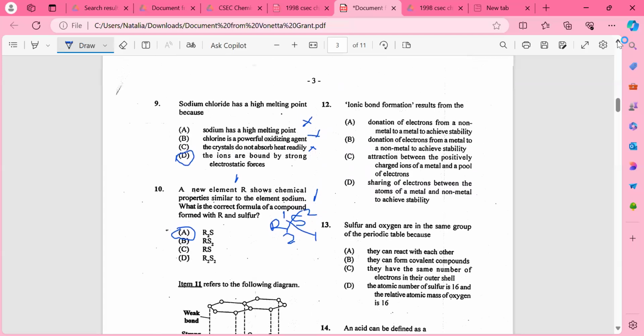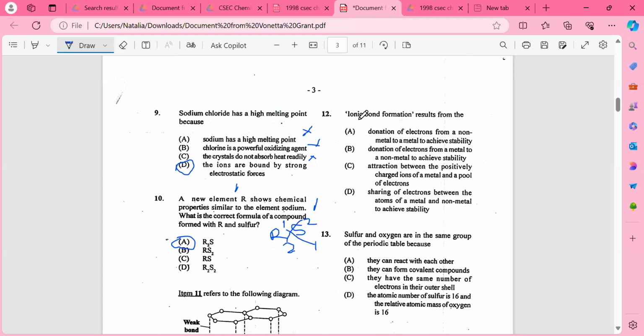Ionic bond formation results from, so in ionic bonding, we have a metal which donates electrons to a non-metal. This results in the metal forming a cation and the non-metal forming an anion. Donation of electrons from a metal to a non-metal to achieve stability. So the answer is B.